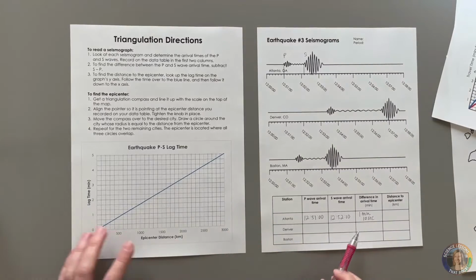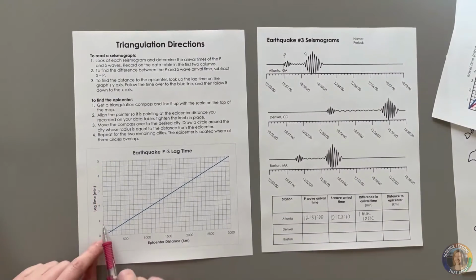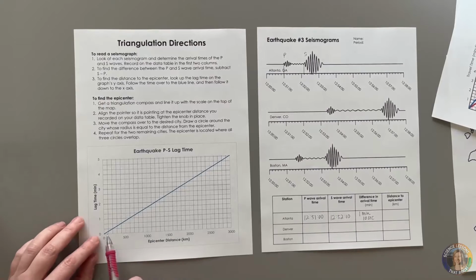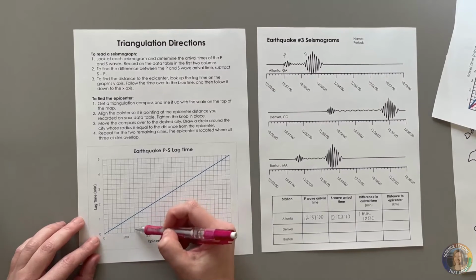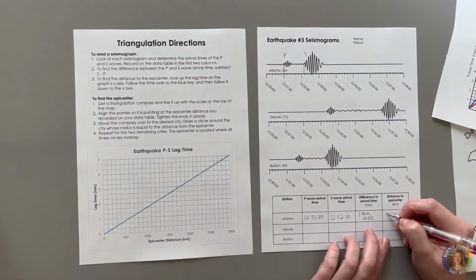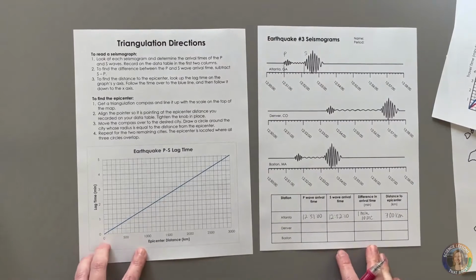Okay, students are next going to take this difference or lag time and they're going to look it up on this graph on the y-axis. So there was a difference of 1 minute, 10 seconds, and I want to know what is the distance to the epicenter. So they go 1 minute, 10 seconds, which is right here because each little hash mark is 20 seconds. So 110, follow it over, follow it down. So it is 500, 600, 700 kilometers away from the epicenter. So that's how they do the easier version.